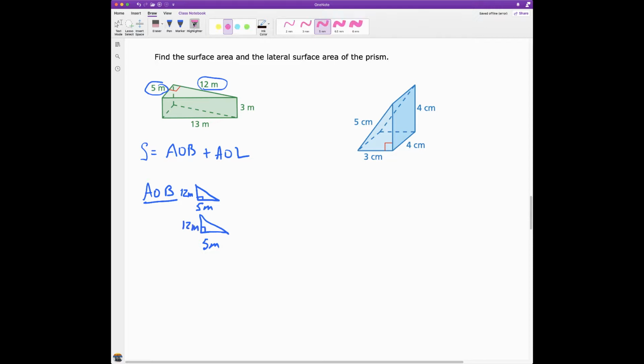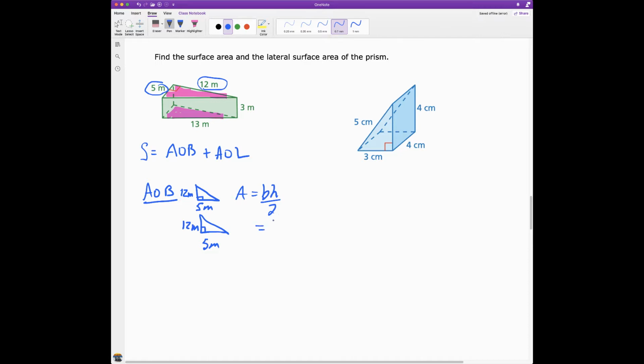And I see that here. So here are the 2 triangles I'm talking about. This triangle, and then this one down here. Okay, so those are my bases. Can I find the area of those? Yes, I can. You guys remember how to find the area of a triangle? Area equals base times height over 2.